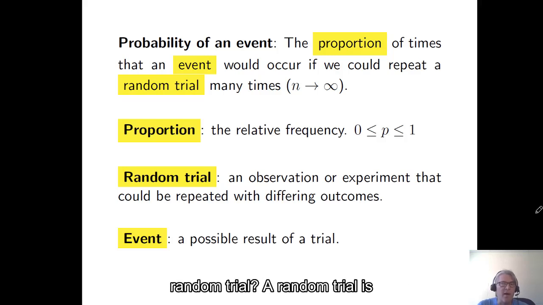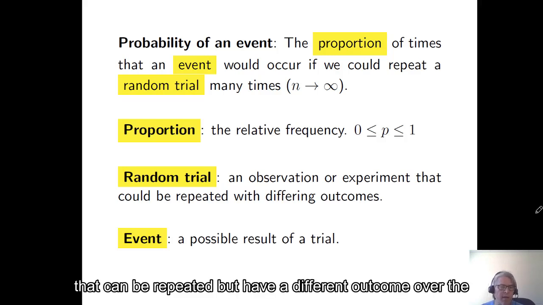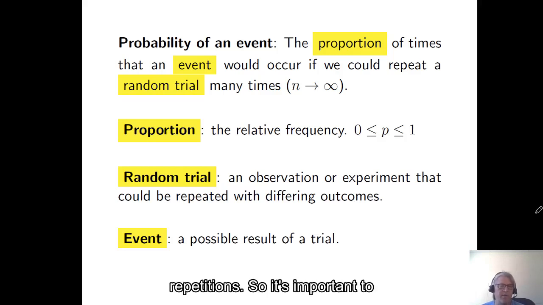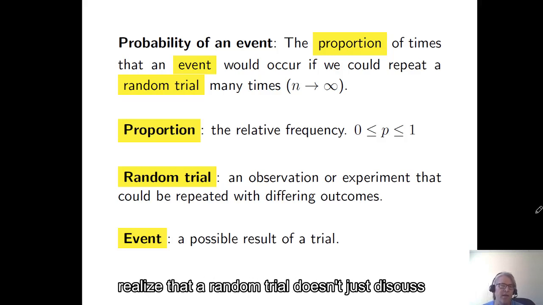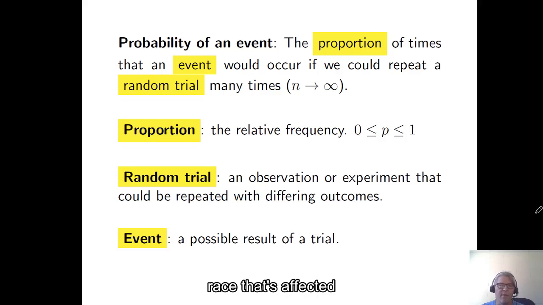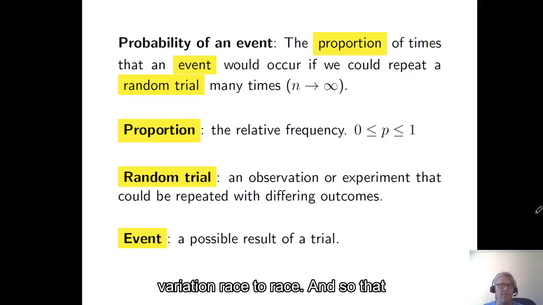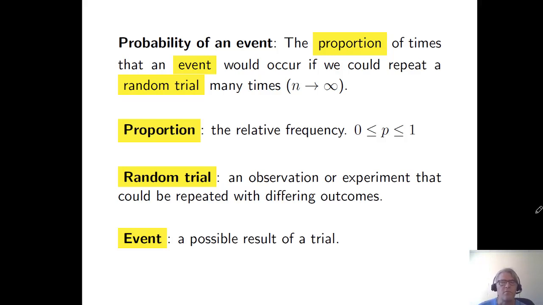So what is a random trial? A random trial could be an experiment or an observation, any phenomenon that can be repeated but have a differing outcome over the repetitions. So it's important to realize that a random trial doesn't just discuss things that are entirely random. You could do something like your running speed in a race that's affected strongly by how fast you are, but there's going to be some variation race to race, and so that variation means that there's enough uncertainty that we can think of that as a random trial, even though it's not entirely random.